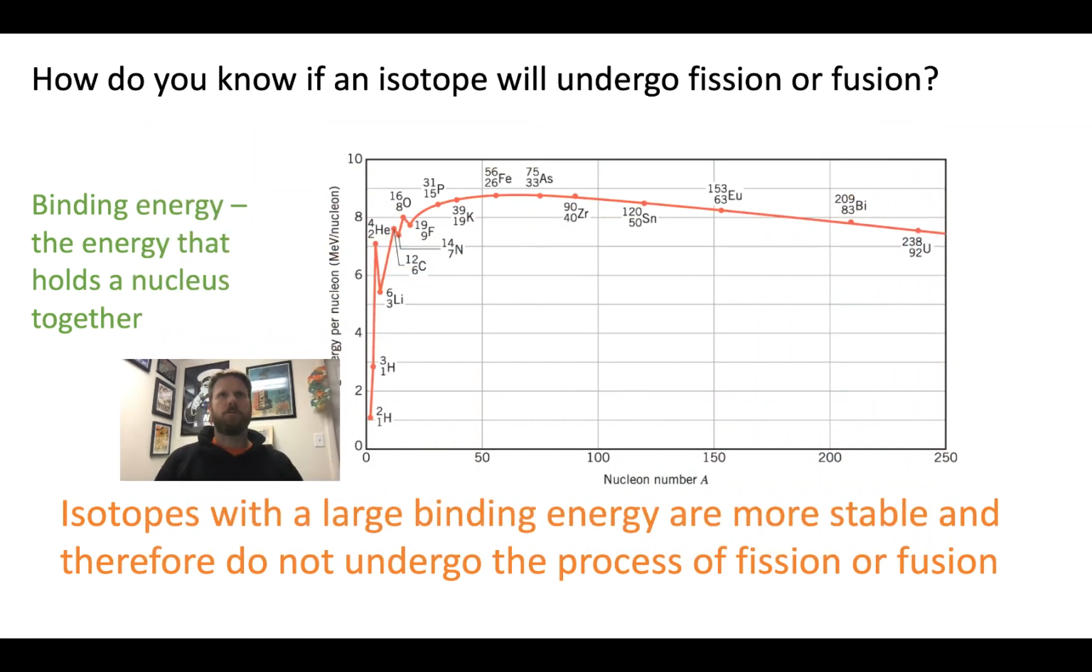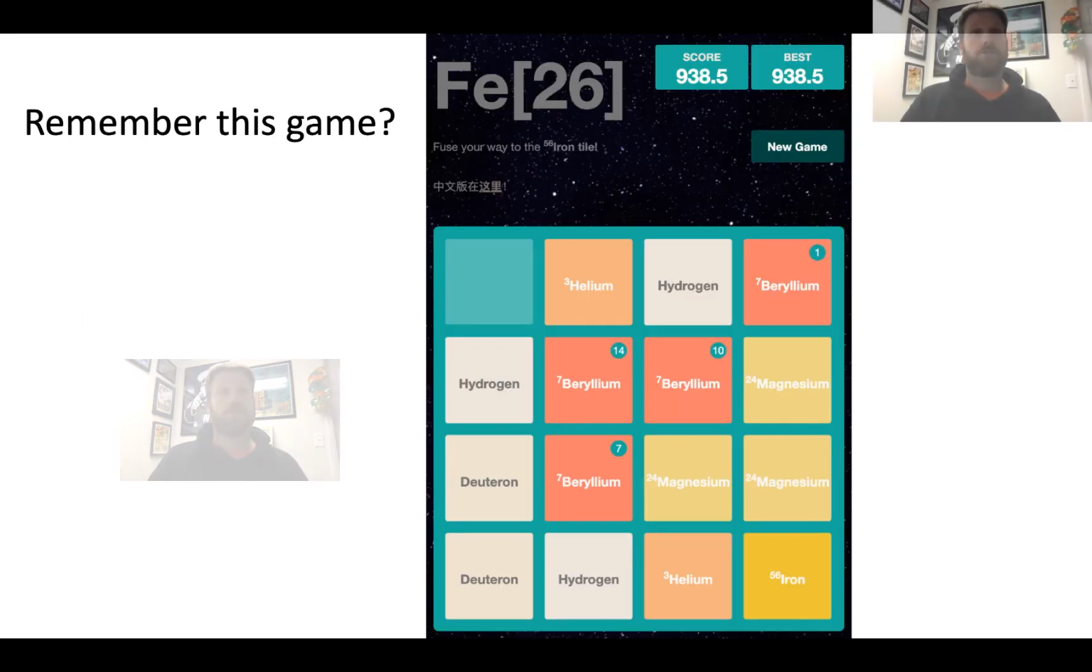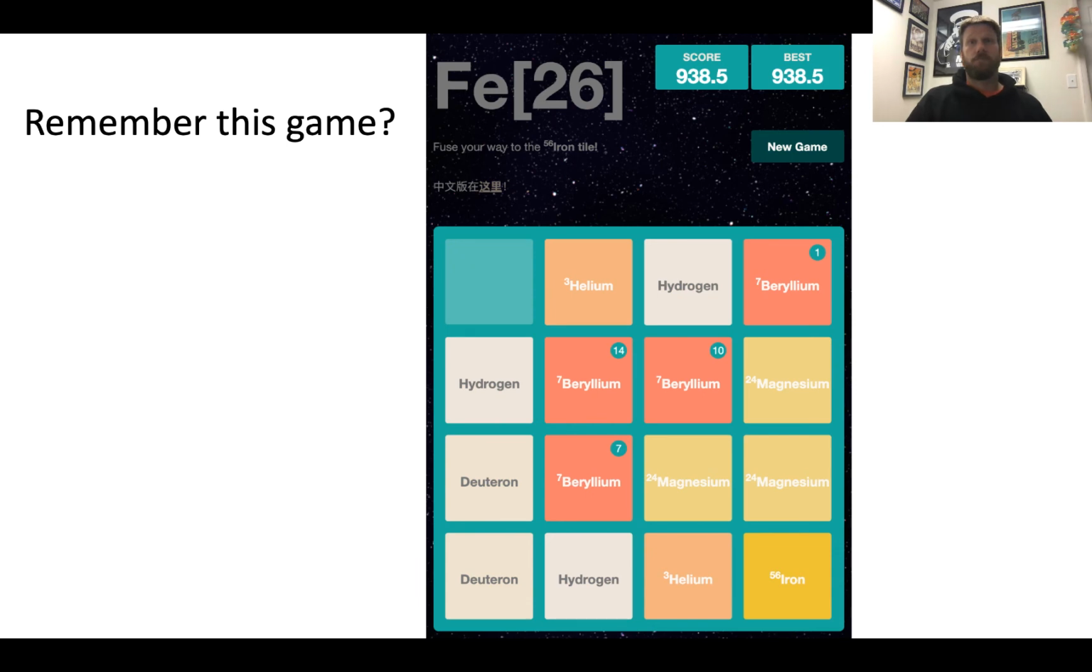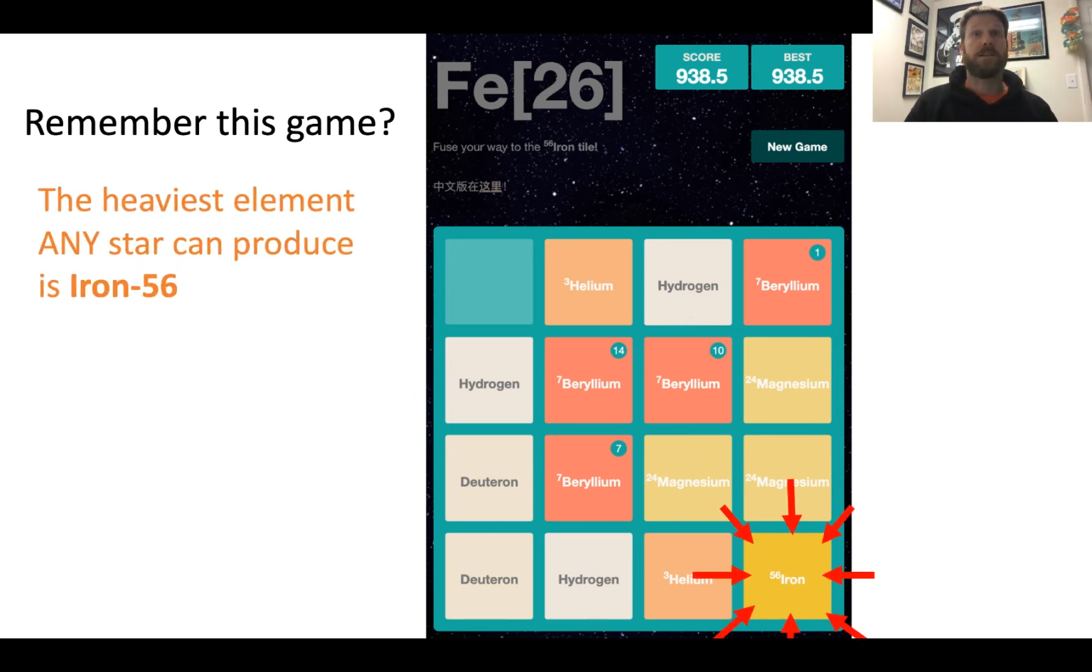That is exactly what I thought the first time I saw a graph like this, and my teacher tried to explain it to me. So let's draw upon some prior knowledge. Remember the Fe-26 game? We used the game to simulate the process of nuclear fusion in stars. The score represented the mass defect being converted to energy as the isotope blocks slammed into each other, fused together, and made new elements. Well, the heaviest element you could produce from the process of fusion was iron-56.